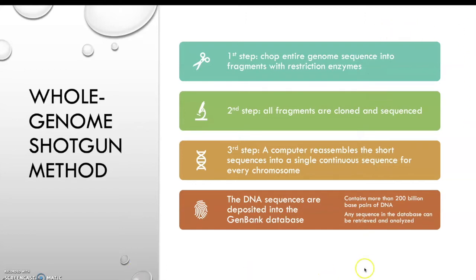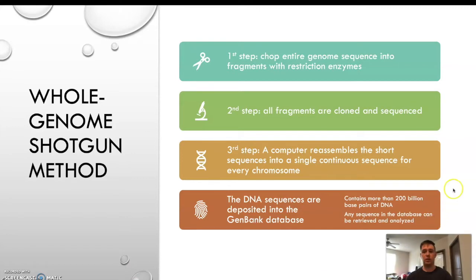Step 3 is they're going to add the computer to reassemble the short sequences into a singular continuous sequence for every chromosome. The DNA sequences are then deposited into the GenBank database. This database is one that contains more than 200 billion base pairs of DNA. Any sequence in the database can be retrieved and analyzed further for more information.